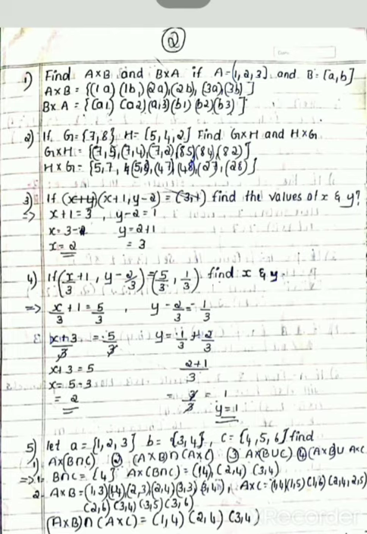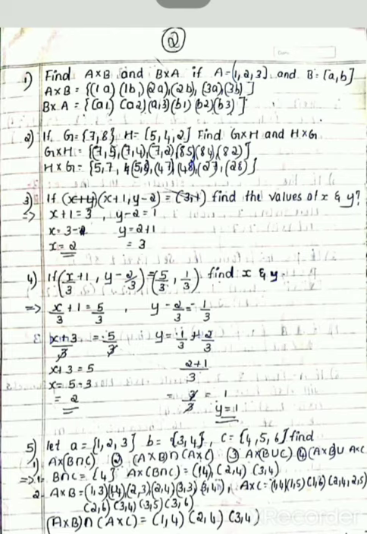So B union C is {3, 4, 5, 6}. So A cross (B union C), you should write all the elements. So how many elements will be there? 3 in A and 4 in B union C. Altogether 3 4s are 12 elements should be there.